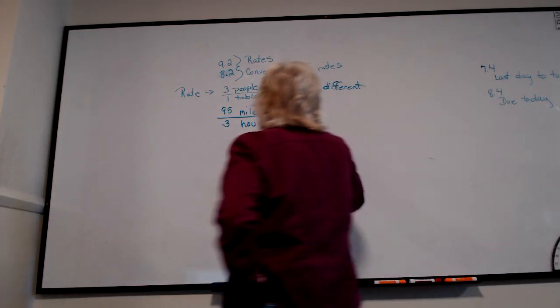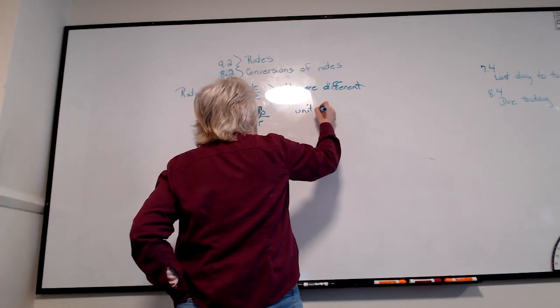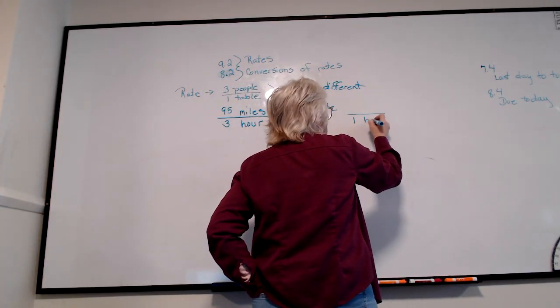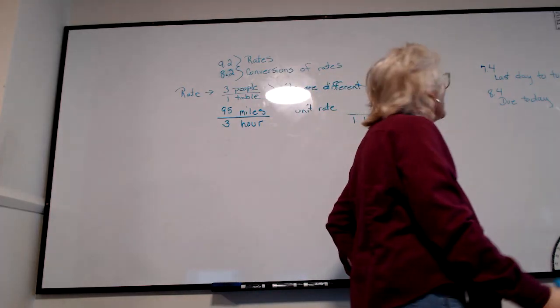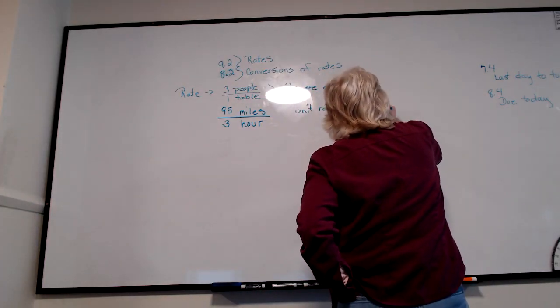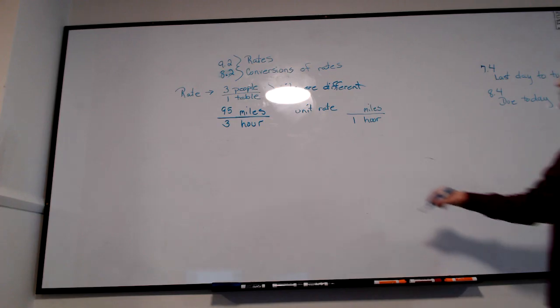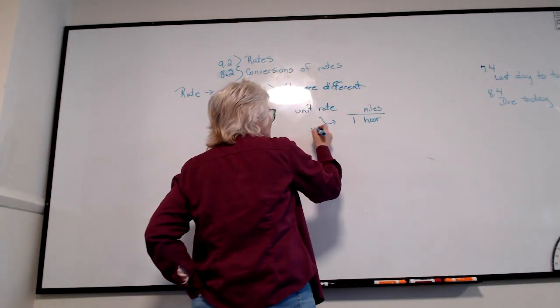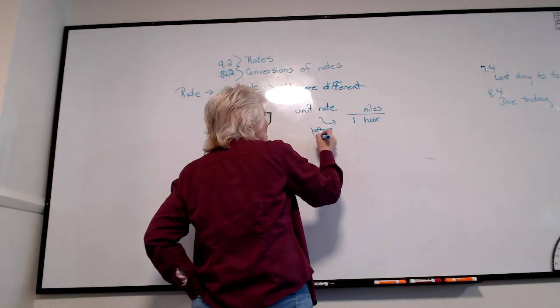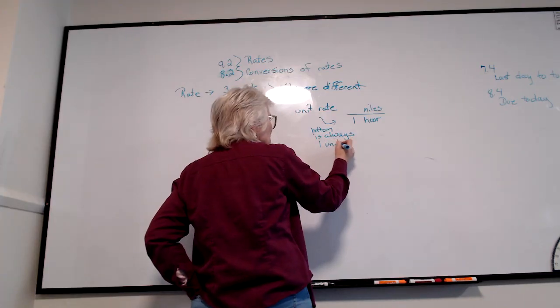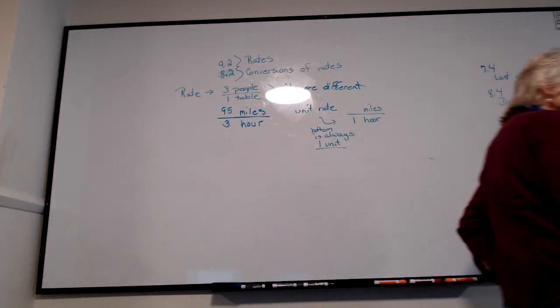When we do what's called a unit rate, it's when I change the denominator to a 1. We want to know how many miles I can go in 1 hour. So a unit rate always has a denominator of 1, whatever the unit is, on the bottom. Okay, so when we have a unit rate, the bottom is always 1 unit. That's why it's called a unit rate. In this case, it's 1 hour.